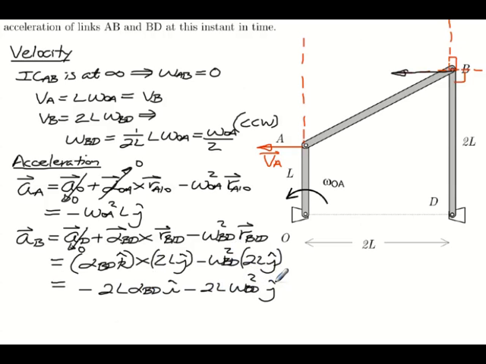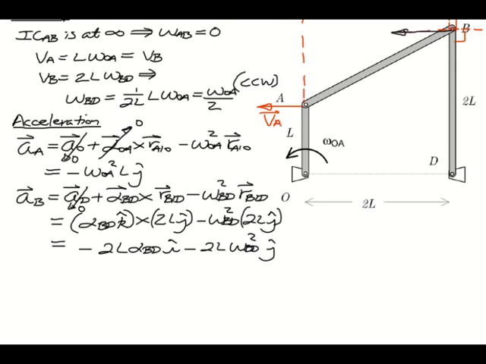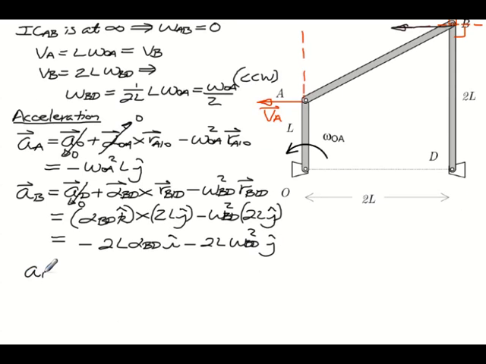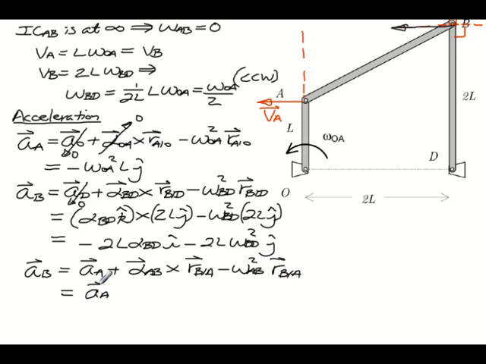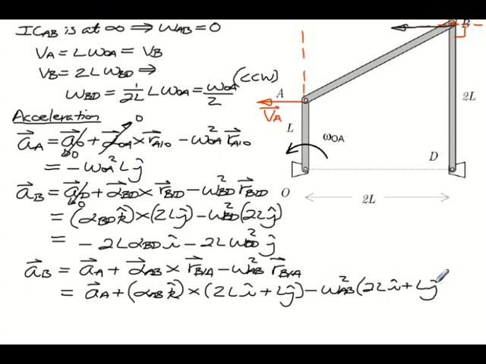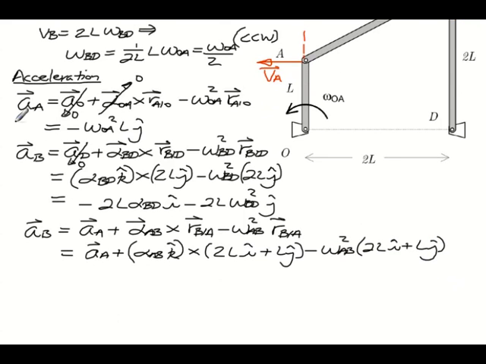Okay, so we've looked at links OA and BD, we now look at link AB and say the acceleration of B is equal to the acceleration of A plus alpha AB crossed with the vector which goes from A to B, minus omega AB squared times R of B with respect to A. Okay, let me write this down. A sub A, and this is alpha AB, unknown, so we'll leave that just as K, cross with the vector from A to B, that's 2Li plus Lj.